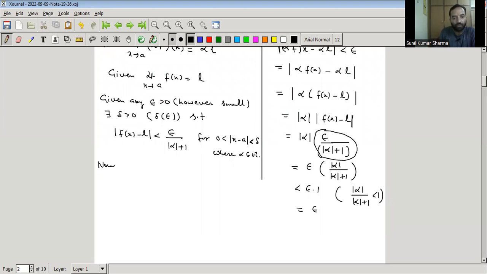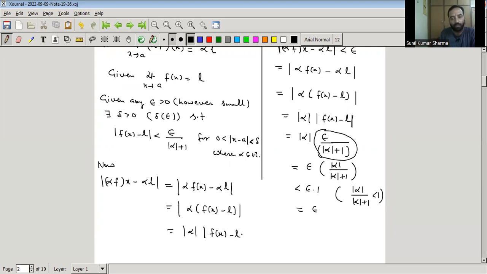So now we have to estimate mod alpha f of x minus alpha L, and we can write this as mod alpha f of x minus alpha L, and that is equal to mod, we can take alpha common, alpha times f(x) minus L, and we can write this as mod alpha into mod f(x) minus L, because mod of a into b is equal to mod a mod b for all a, b in R.